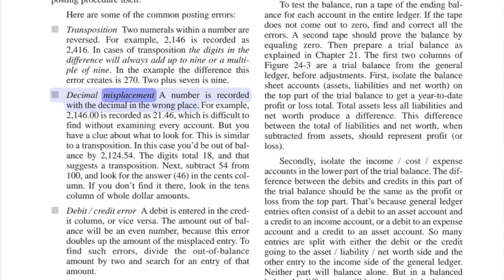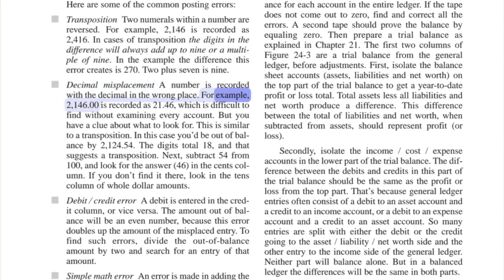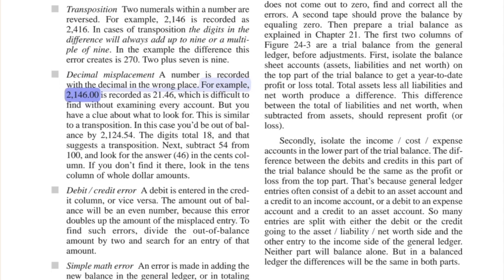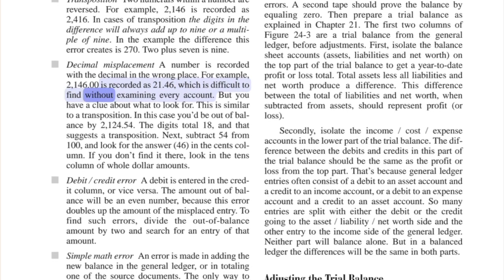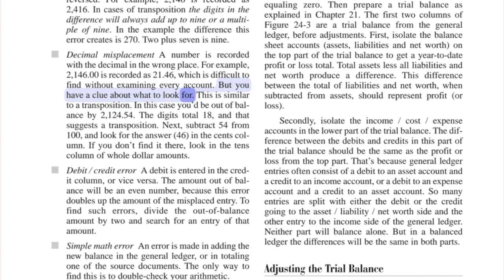A decimal misplacement: a number is recorded with the decimal in the wrong place. For example, 2,146 is recorded as 21.46, which is difficult to find without examining every account. But you have a clue about what to look for. This is similar to a transposition.